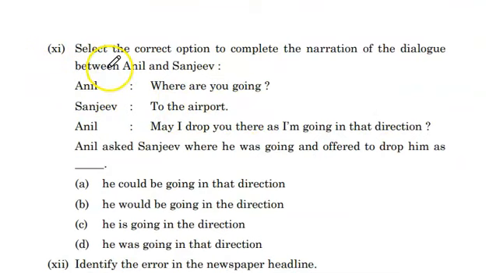Question number 11. Select the correct option to complete the narration of the dialogue between Anil and Sanjeev. Anil: Where are you going? Sanjeev: To the airport. Anil: May I drop you there as I am going in that direction? Now let us see the statement. Anil asked Sanjeev where he was going and offered to drop him as he blank. So as he, it will begin from here, as I am going in that direction. So this is present continuous tense. It will change into the past continuous tense. So as he was going in that direction. So could, would, is, was. Correct answer will be D.